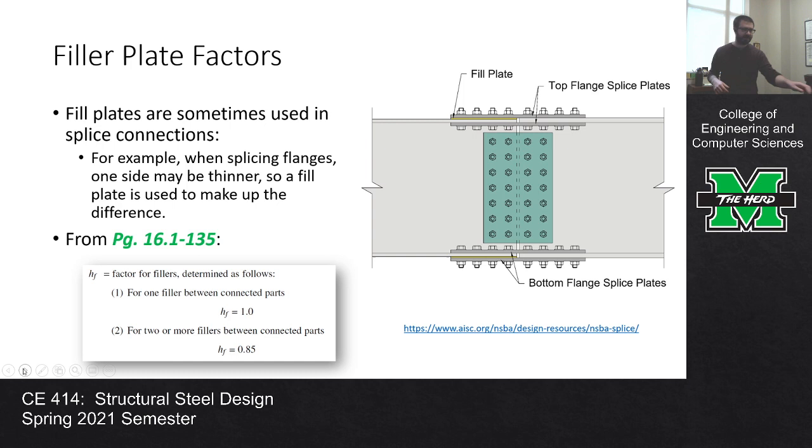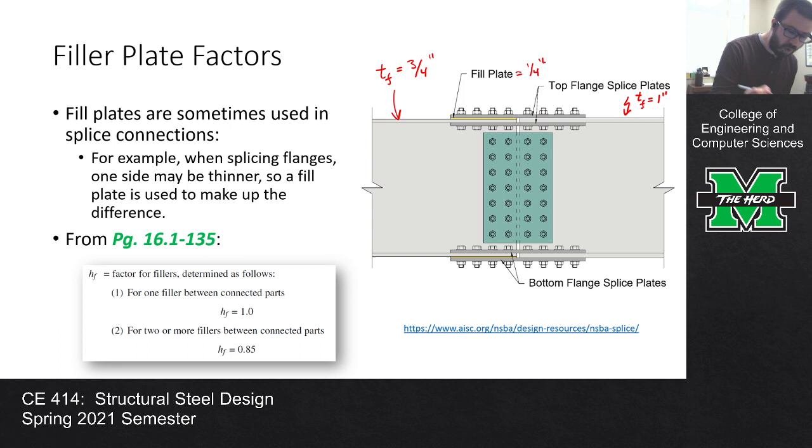So for instance, let's put some numbers on here. What if this flange is 3/4 of an inch thick and this flange is 1 inch thick, okay? Well, if that's the case, if I put these plates together, you're gonna see that they don't line up, that the flange on the left is a little too thin. And so what we might do is put a 1/4 inch fill plate in between so that when I slap those splice plates on the top and bottom, that they lay flat. And so that's what a fill plate is.